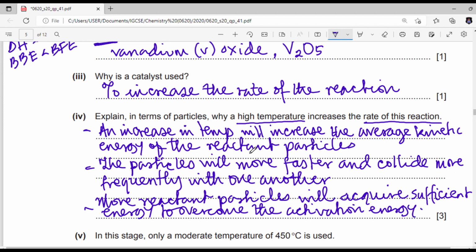Remember, activation energy is the energy barrier of the reaction, or it is the minimum amount of energy which the reactant particles must possess for a reaction to occur. It can be more than that, right? The energy of the reactant particle can be more than the activation energy, but at least it has to be equal to the activation energy for the reaction to occur. So more reactant particles will acquire sufficient energy to overcome the activation energy, and in other words, you have more effective collisions. Right. So those are your 3 points.